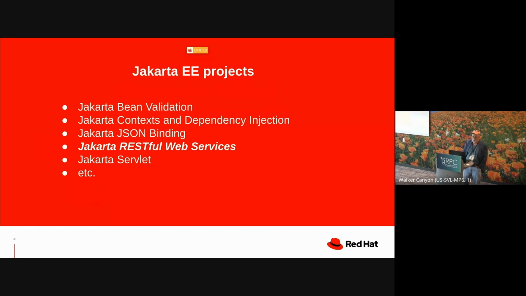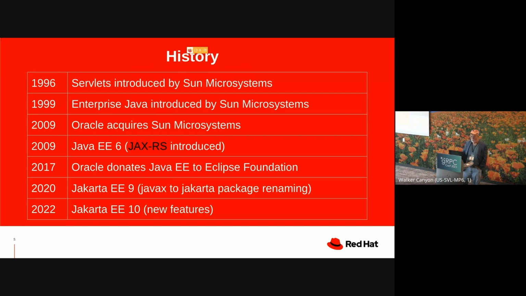For example, bean validation allows you to put annotations to constrain the values of variables. Context and dependency injection is an inversion of control mechanism. JSON, servlets. What's particularly interesting to me is Jakarta RESTful Web Services, which is what I work on.